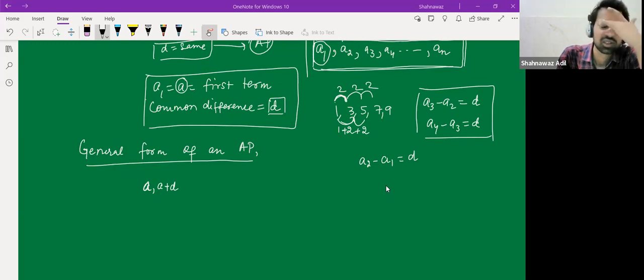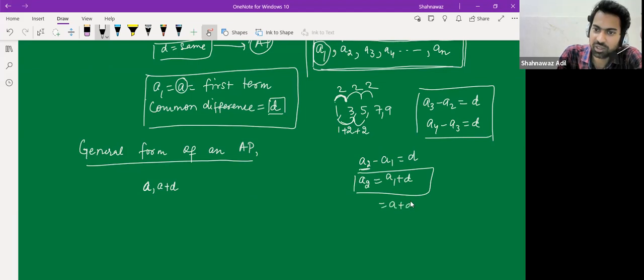Okay. So we can find the value of the second term. A2 would be A1 plus D, and we can write A1 as A. So this would be A plus D. Understood, guys?